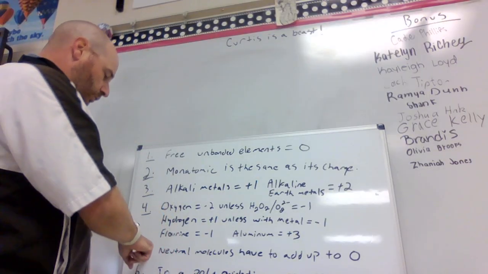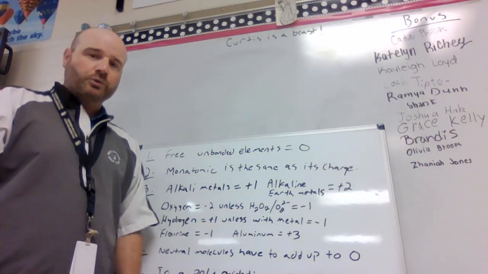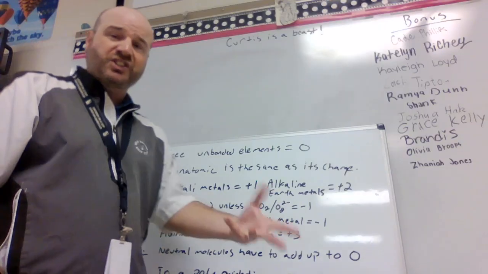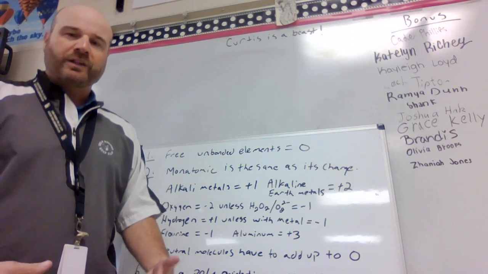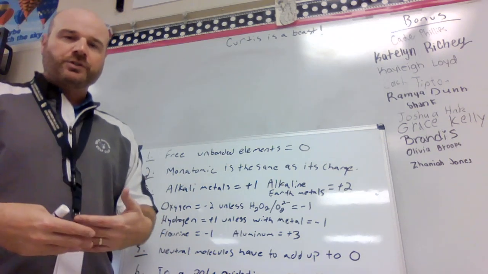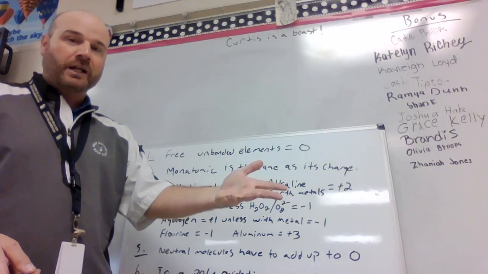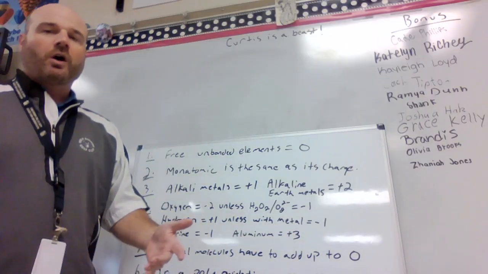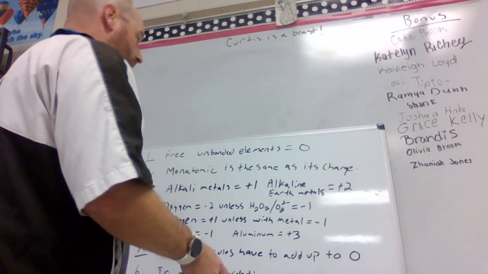Now let's get on to number 5 and 6, and these are the ones that have a process with it, and we'll do some examples with this. So number 5, neutral molecules have to add up to 0. So this is kind of like an equation that we're working with, and we have to make it true. And so when you see a compound that does not have a charge on it, then we are going to make it 0. We are going to have to add it up to 0. All right. So in that case, let's look at a couple examples here.